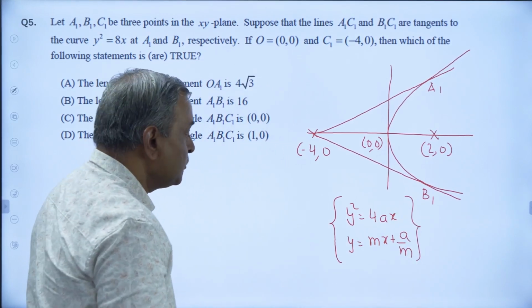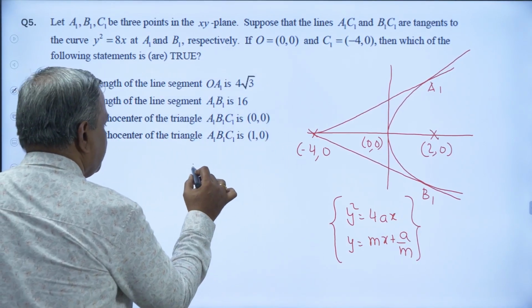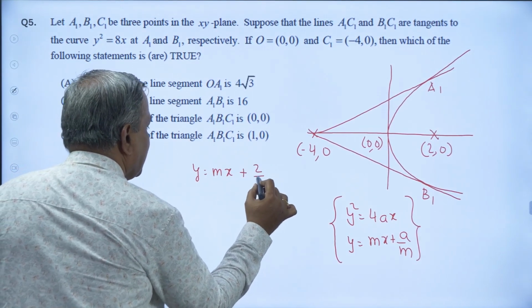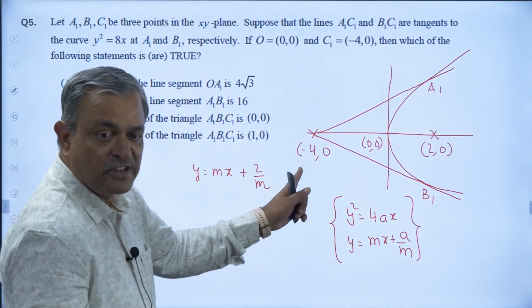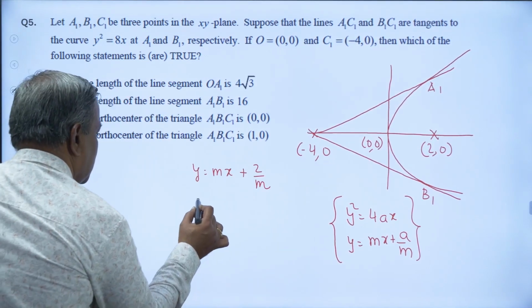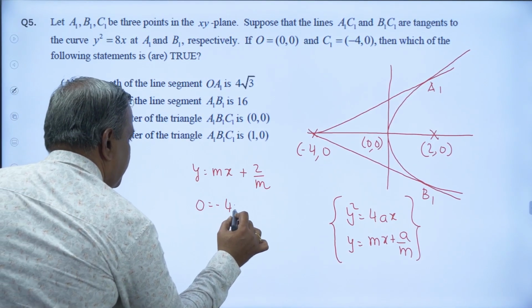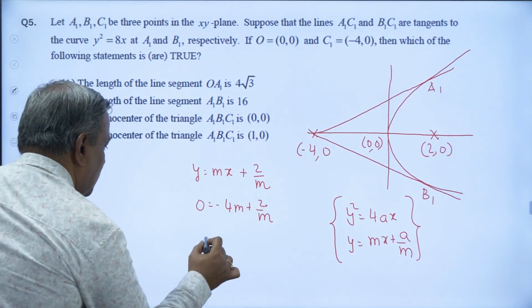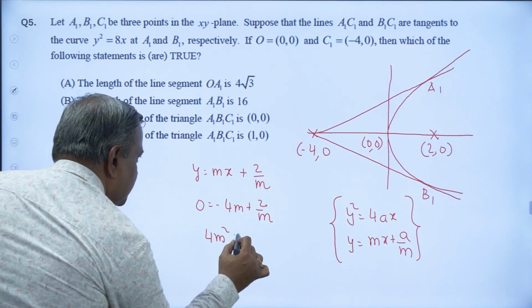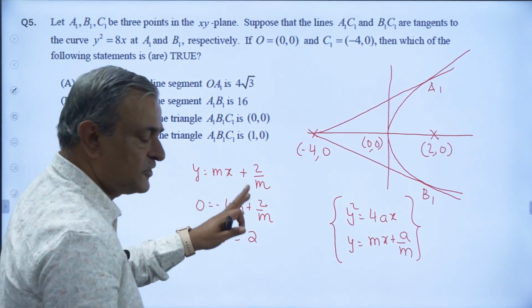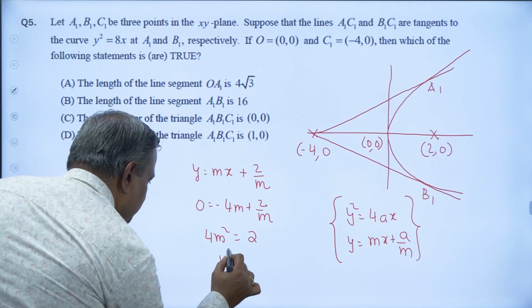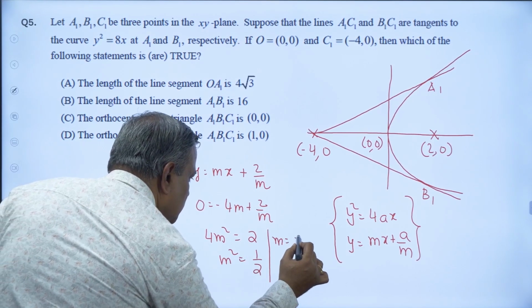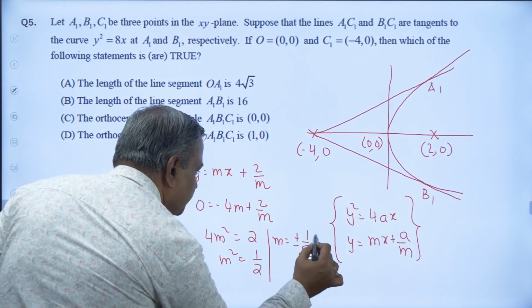We know that, so you substitute it. So y is equal to mx plus 2 by m. This is passing through minus 4 comma 0. So 0 is equal to minus 4m plus 2 by m. From this, what do we get? 4m square is equal to 2, because x equals minus 4. So m square is equal to 1 by 2, and we get m equal to plus or minus 1 by root 2.